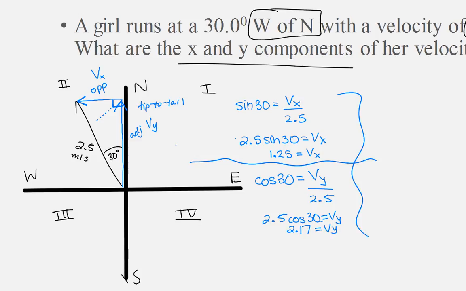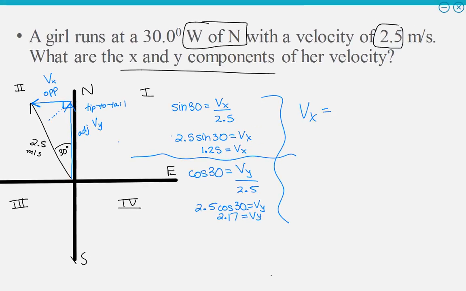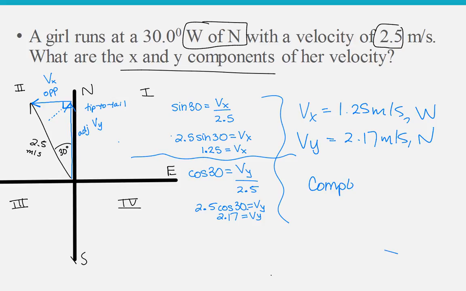And remember, we're smarter than the calculator, correct? No. So that Vx is 1.25 meters per second west. And that Vy is 2.17 meters per second north. These are the components. Those are the components. Not too shabby, right?